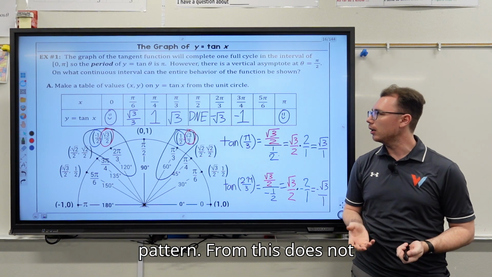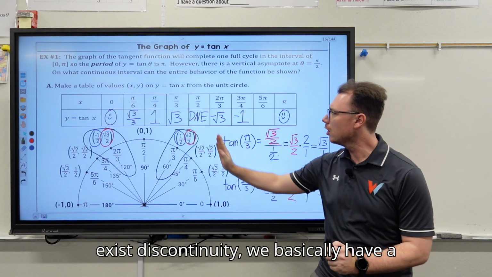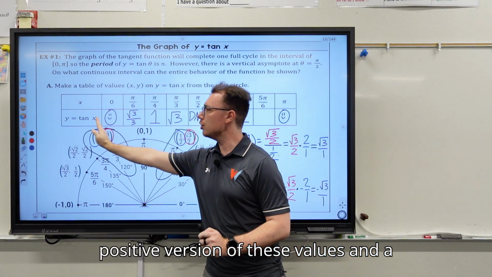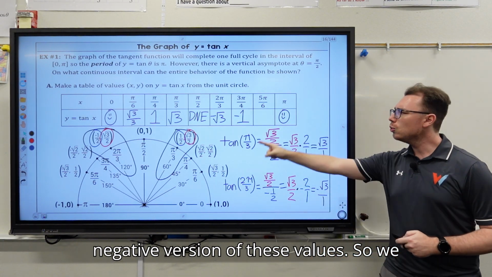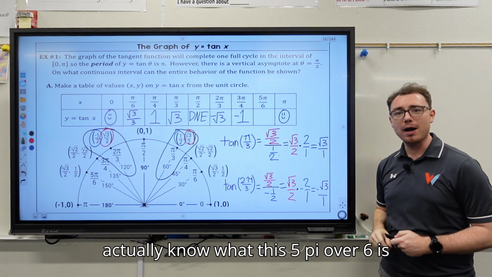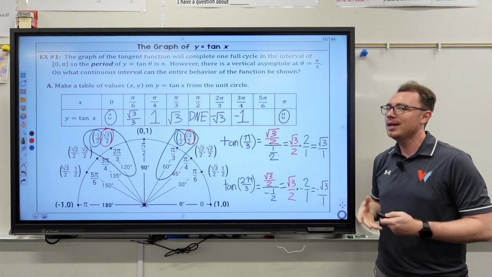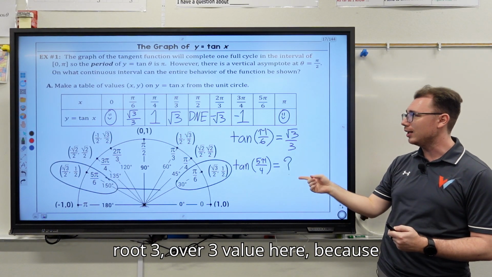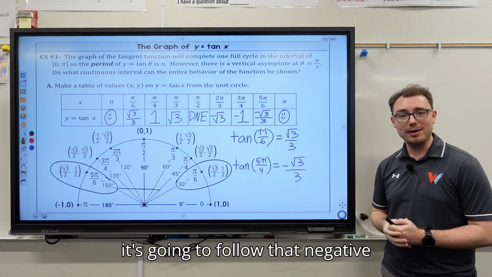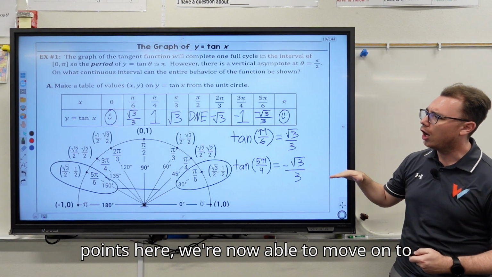And notice that pattern. From this does not exist discontinuity, we basically have a positive version of these values and a negative version of these values. So we actually know what this 5 pi over 6 is based off of that pi over 6 value. It's just going to be that negative root 3 over 3 value here because it's going to follow that negative pattern.